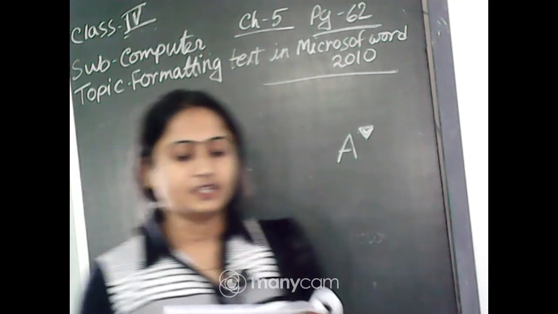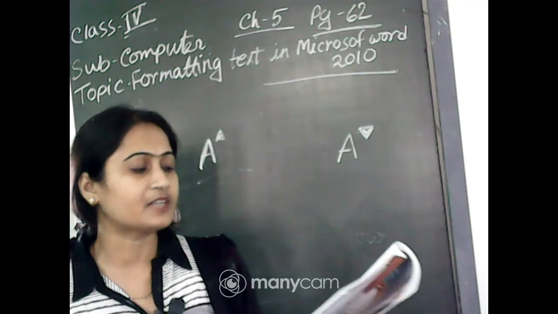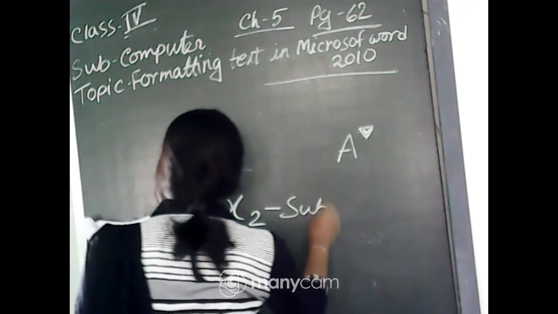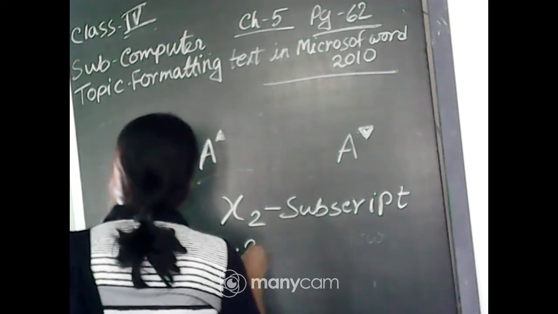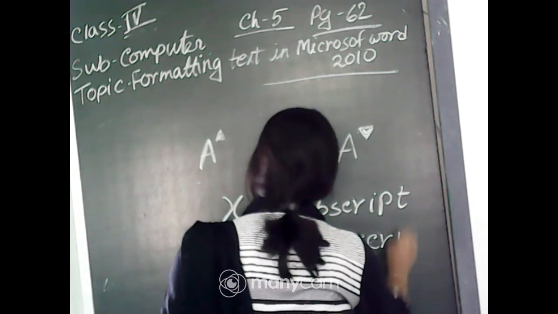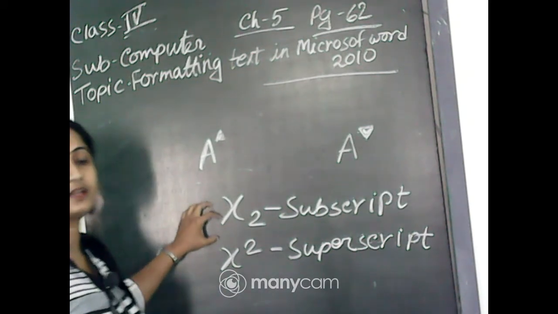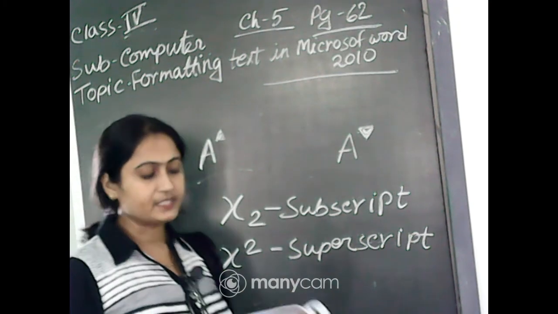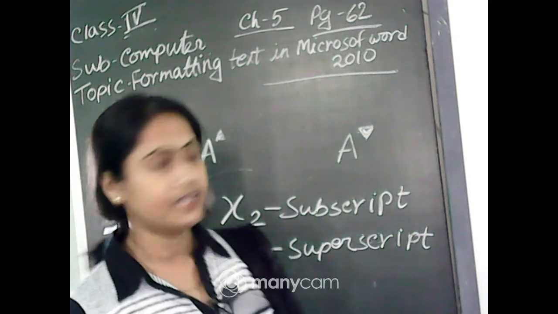Subscript and superscript. Now let's see what is subscript. This is called subscript, and this is superscript. When you want to write a mathematical formula, we need this type of symbol. Subscript helps you to type very small letters just below the line.